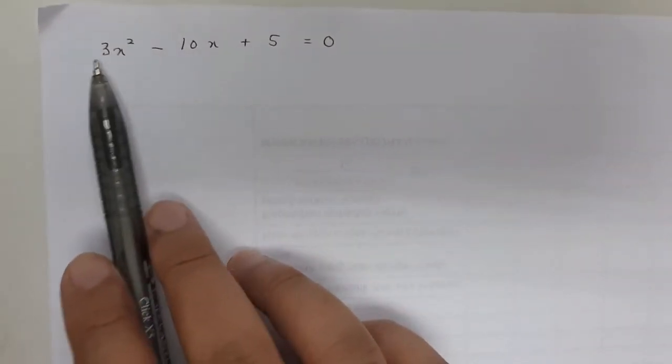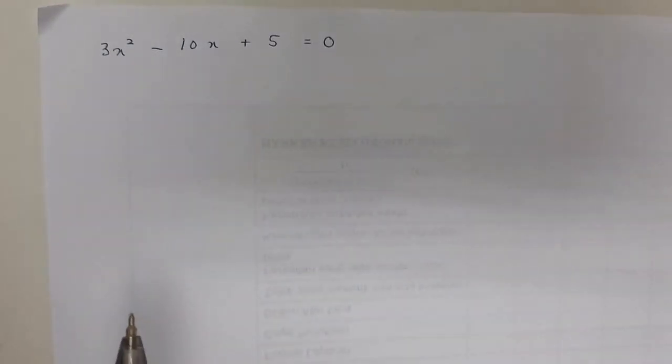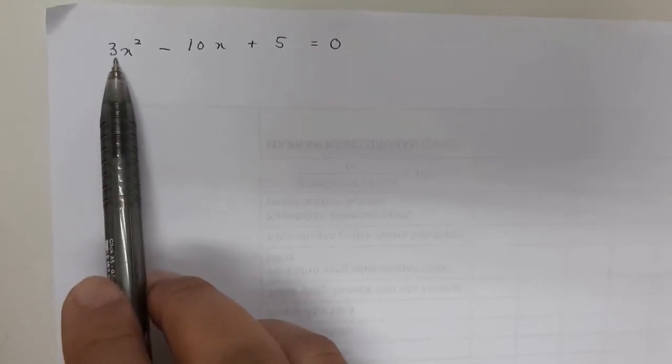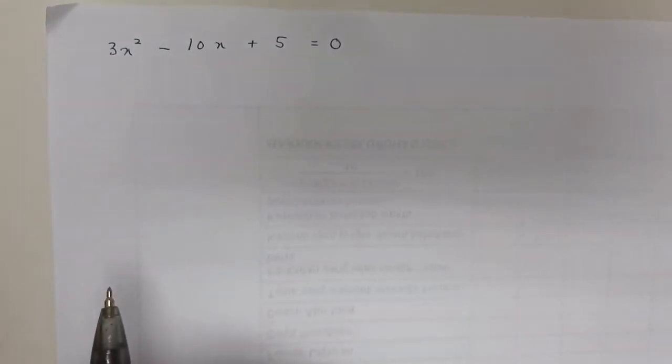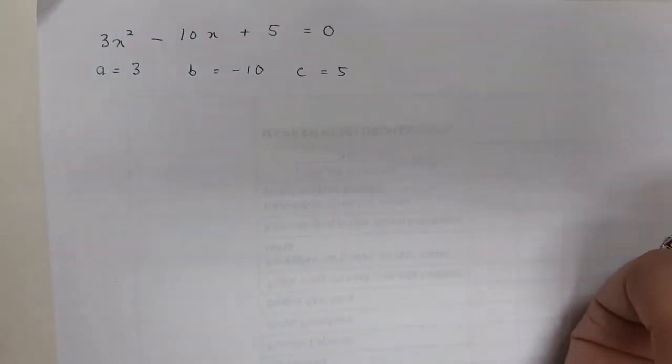Third example, 3x squared minus 10x plus 5 equals 0. Okay, I want you to take some time to think what are the values for A, B and C. Okay, did you get it? The value for A is equal to 3, B equal negative 10 and C equal 5. If you get the same answer as me, then good job, congratulations.